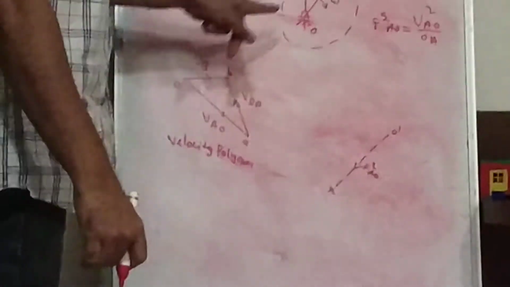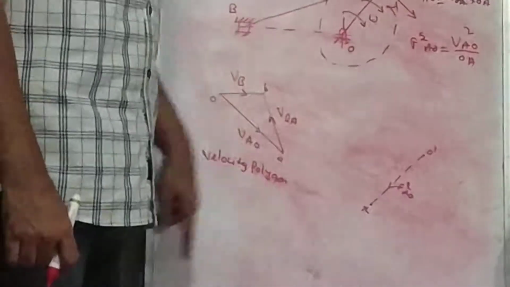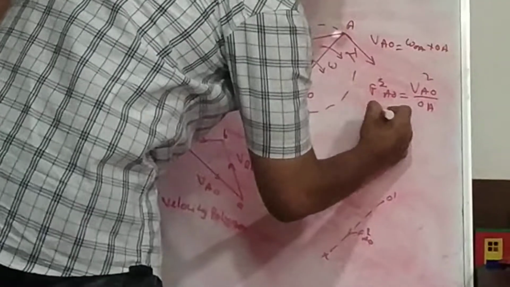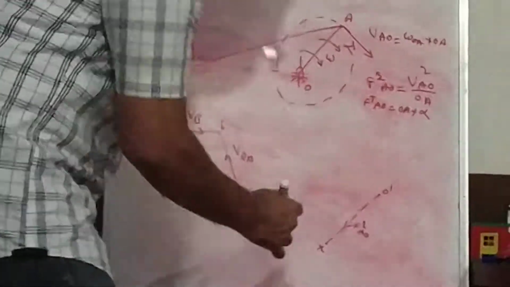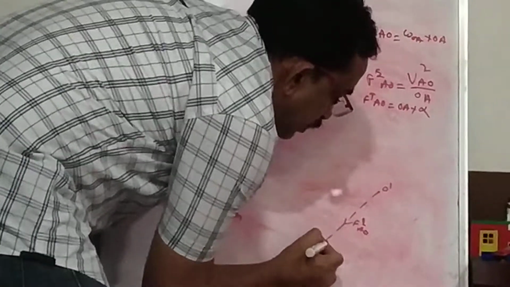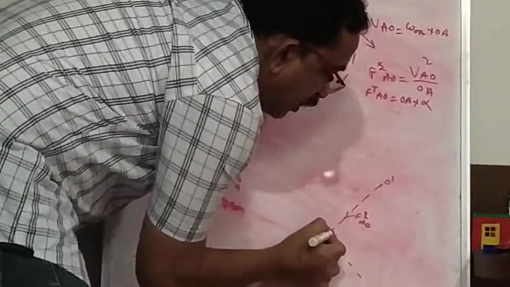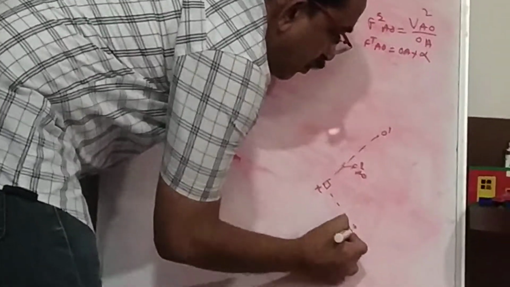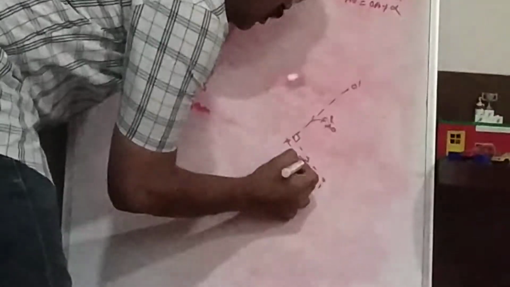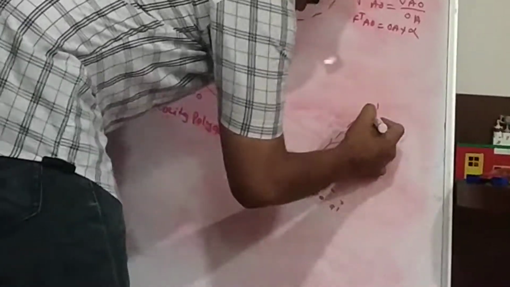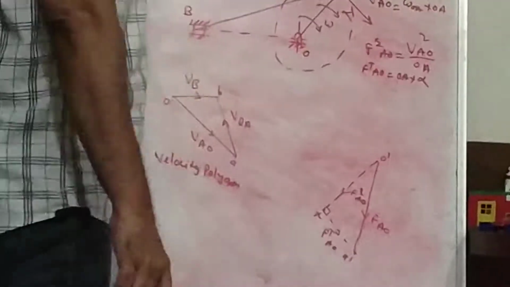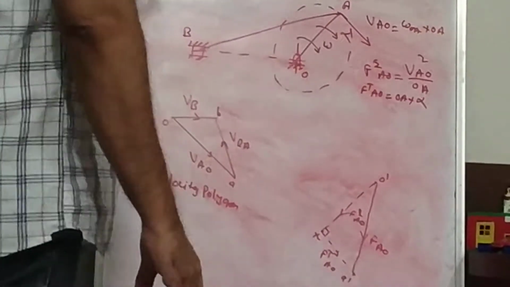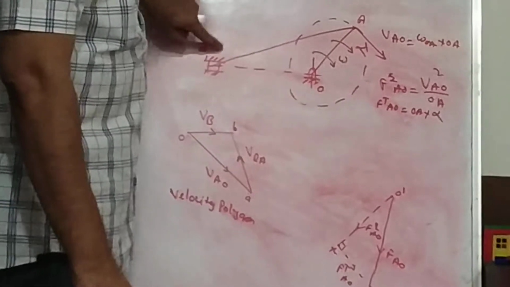Then this link has another component of acceleration, that is the tangential component of acceleration of A with respect to O, that is link OA multiplied by alpha. Then draw the vector from point X, and that vector should be perpendicular to the radial component. So XA dash represents the tangential component of acceleration of A with respect to O. So join O dash A dash, which represents the total acceleration of A with respect to O. Then next, that is acceleration of B with respect to A.